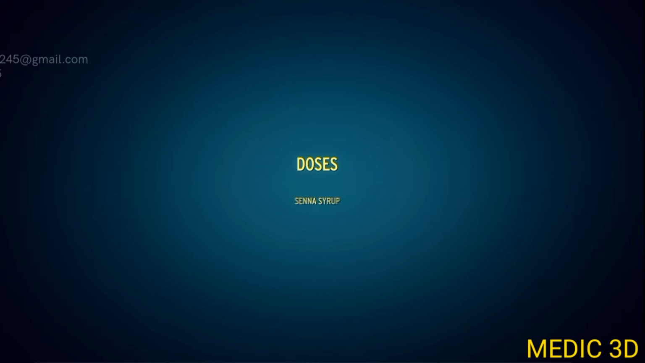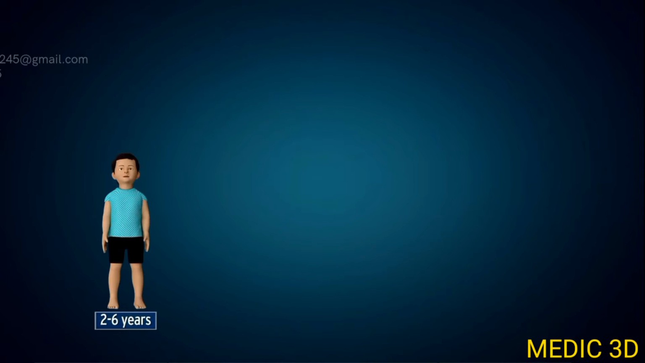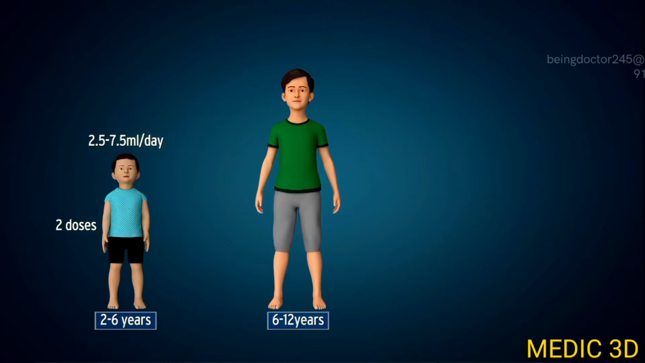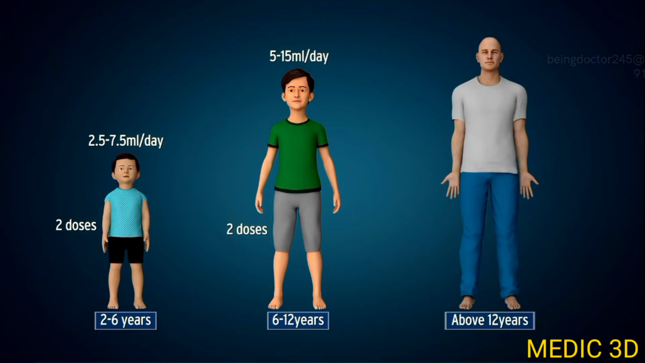Doses. Senna syrup. Children of 2 to 6 years, 2.5 to 7.5 ml per day in 2 doses. Children of 6 to 12 years, 5 to 15 ml per day in 2 divided doses. Adults above 12 years, 12 to 100 milligrams per day in a single dosage.